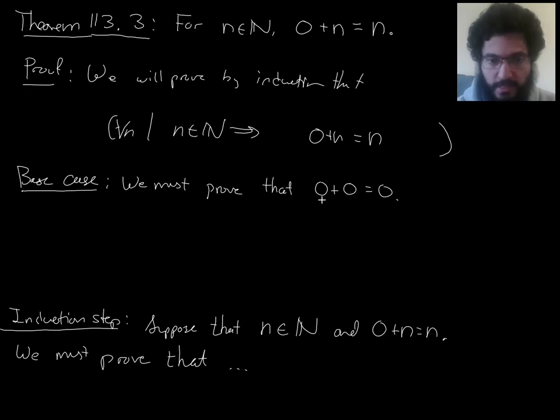So for my base case, I must prove that 0 plus 0 equals 0, right? Just put 0 in for n. And for the induction step, I'm about to talk about them in a sec. Let's just prove the base case first. So 0 plus 0 equals 0. So how might I do that? Well, I can go use the definition of add, right, and write this as add 0, 0, and then use the fact that add 0 is the identity function.